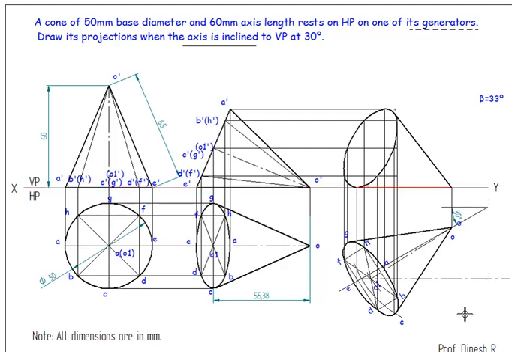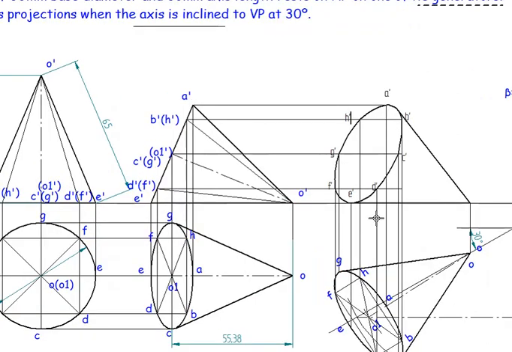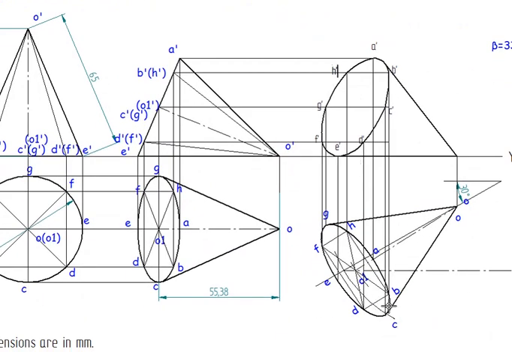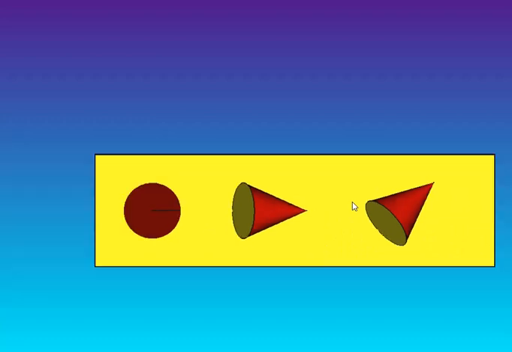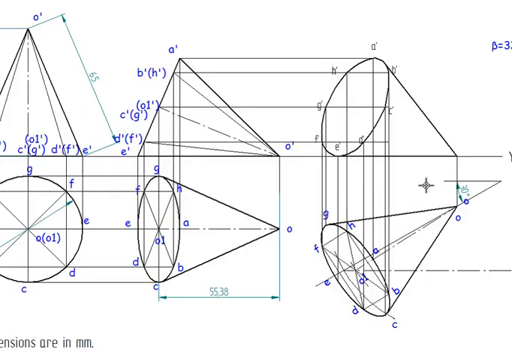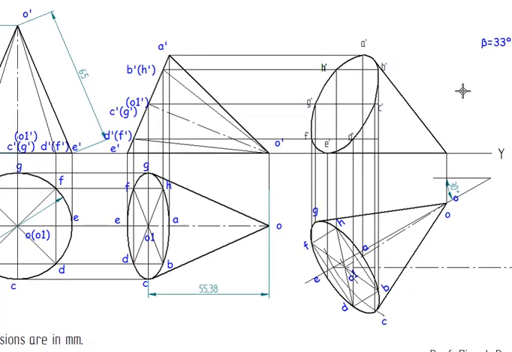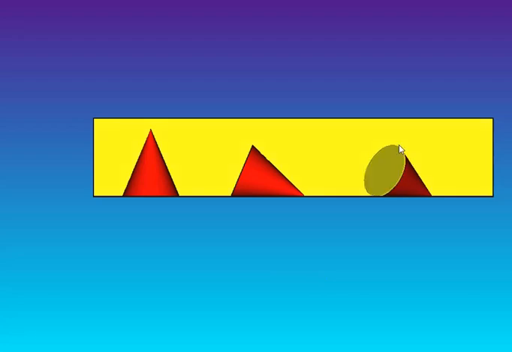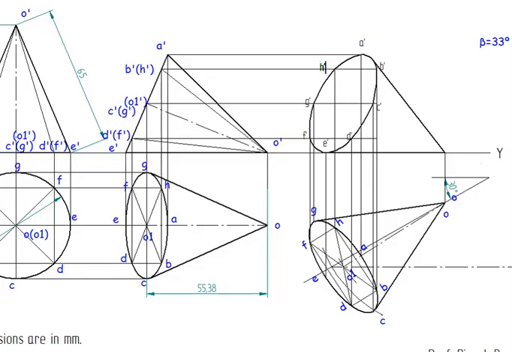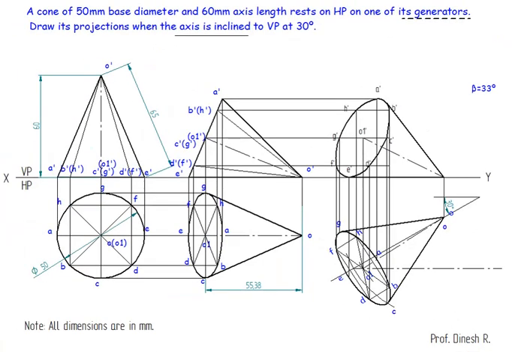Now I can see that the nearest points for an observer are C and B. So the C and B line joining is a thick line. That is what we are going to see even in the cone. This is the top view. This is what we are going to see, that the beta angle is 33. Now here in the front view, the base of the cone, that is what here also we are going to see. The last thing is we need to draw its axis line. Hope you understood how to solve it, and have a good day.